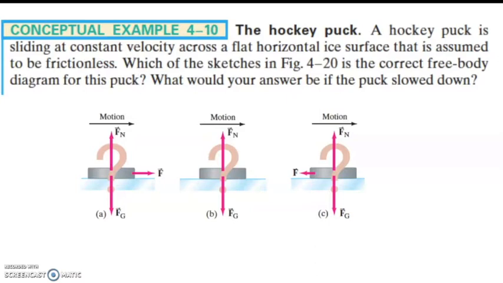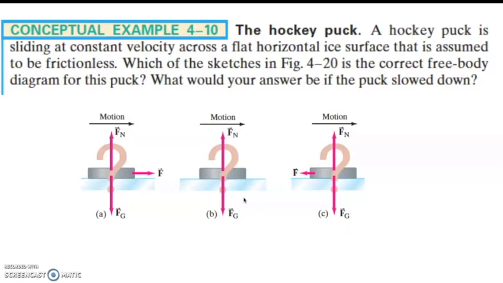So we have a frictionless surface. So the only forces acting on it should be up and down, because we'll be going at a constant velocity. Our left and right forces should be balanced, and this is the only one that has that. So normal force and gravity are all that's there, with no friction nor applied force.